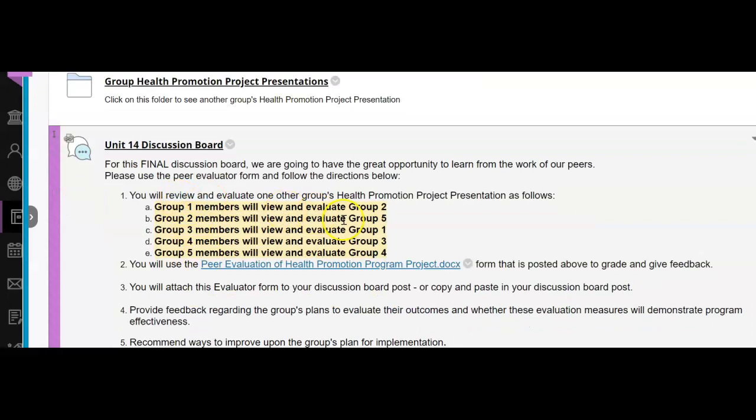So group 1 members will evaluate group 2, group 2 members will evaluate group 5. So just look at what group you're in currently and what group you're going to review. And for specifics, every group member is listed under either 1, 2, 3, 4, or 5. Okay, so you can click on here and just double check to make sure: what group was I in and what group do I have to evaluate?